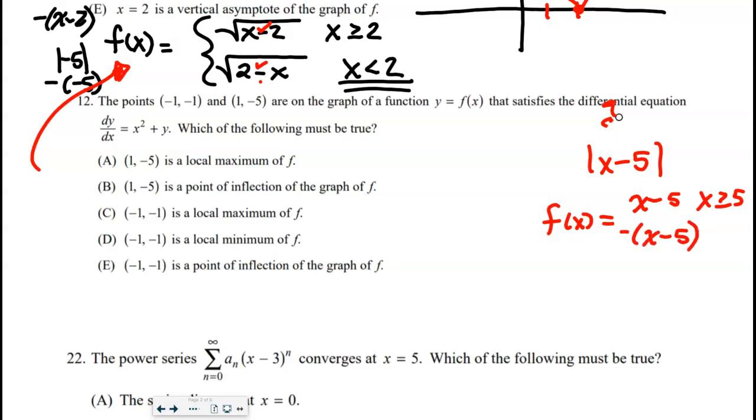Like if x were a 1, I would do 1 minus 5, but I'd have to take the opposite of it, which equivalently would be 5 minus x. So just sort of keep that in mind. They kind of like to do that.